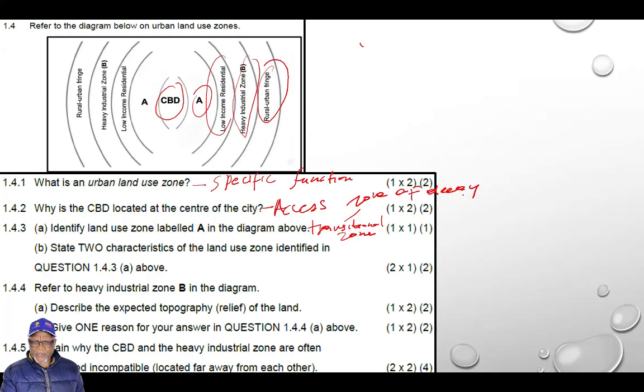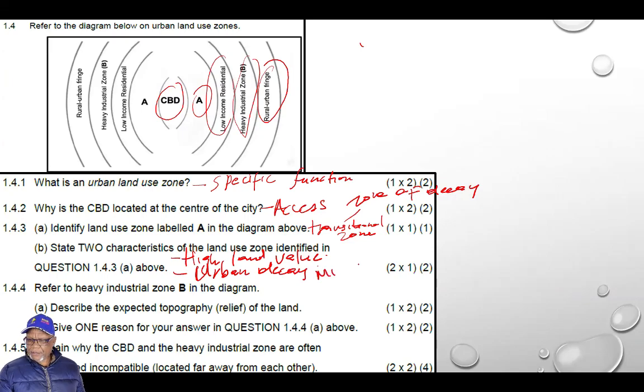State two characteristics of the land use zone identified above, which is here. Number one, it is characterized by high land value. The land value here is high, but it has got what? Urban decay. That's what you should know.